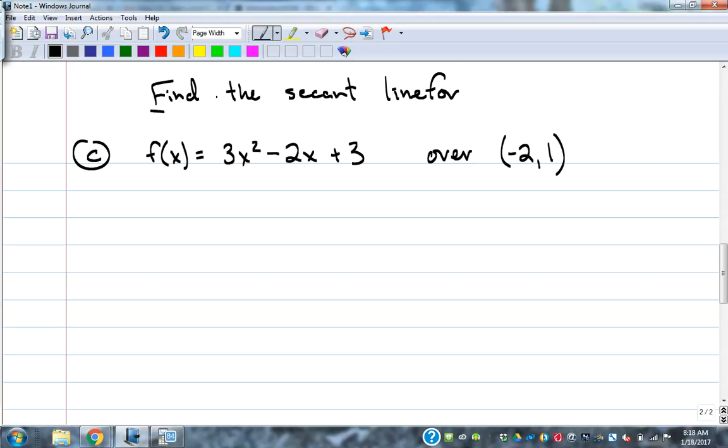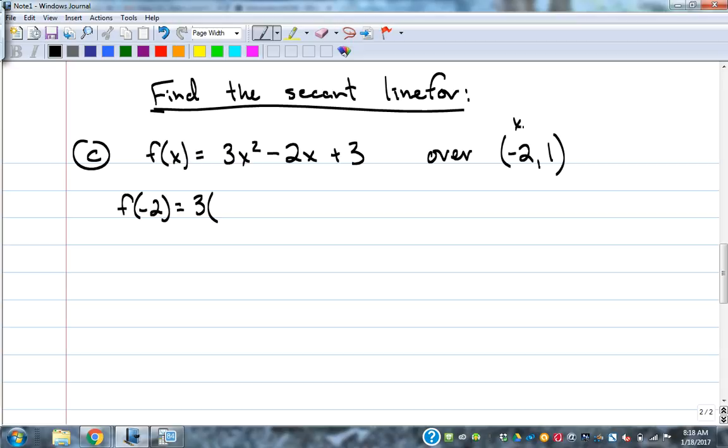So finding the secant line, kind of vague instructions, but we should learn a process of how to go here. What's the first thing that we should do? Before we can find the slope, we've got to find the ordered pairs that go with it. Right? So we're going to plug in what for x? -2 and 1, you mean? Yeah.